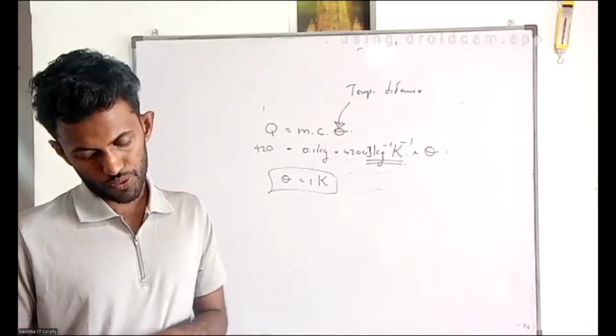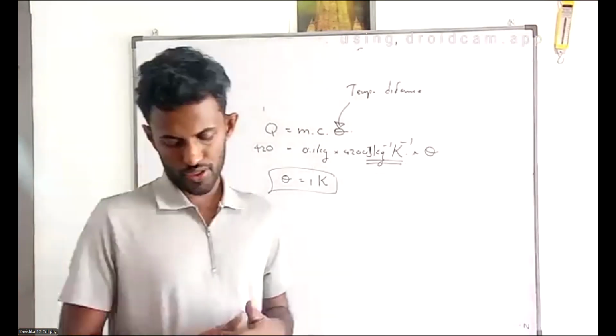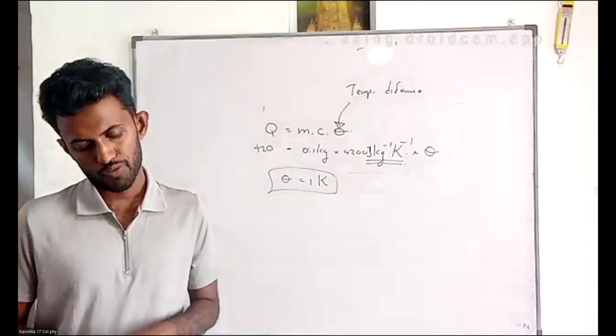Then 32, myelin sheath transmits impulses. Correct? Transmit impulses to the cell body.